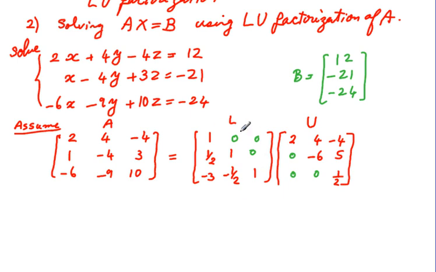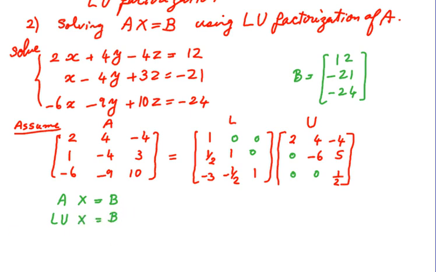Who is L? This is a record of what you need to do to make A to be echelon form. Who is U? U is what's going to be left out of A after you're done with that. Now how is that going to come in handy? Well, instead of solving AX equal to B, you really have LU. So here's my AX equal to B. Instead of A, I write LUX equal to B.